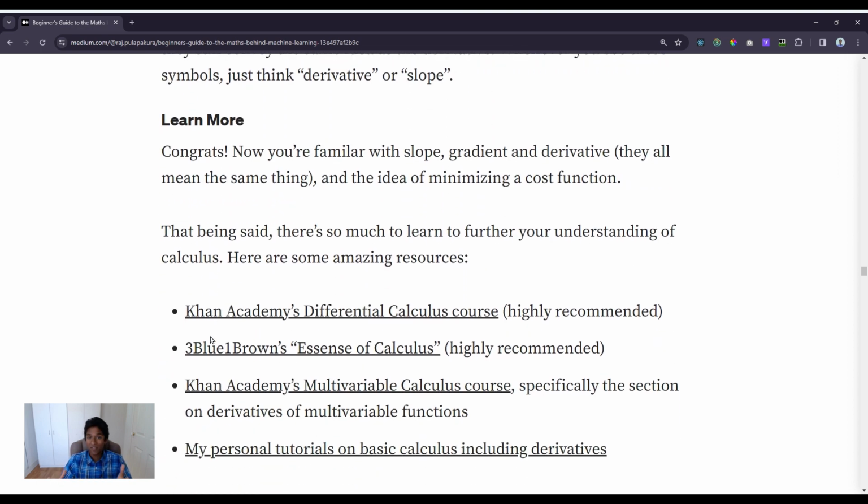Cool. That's it for calculus, and again, I'll put the link for the article in the description box below. And if you want to learn more, in the article I've also added these links. These are resources I found very valuable for learning calculus, and I use these resources a lot. So that's it for calculus.